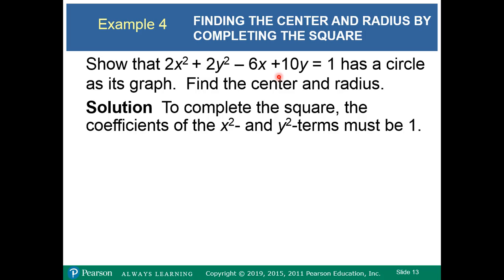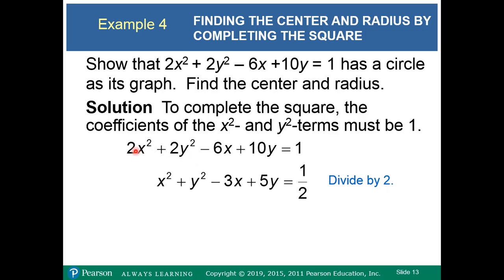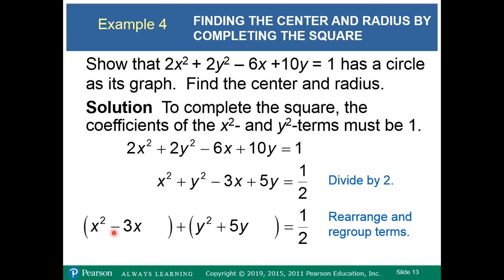Okay. So now, remember, when we do that, keep in mind that the leading coefficients must be 1. So we can divide this whole thing by 2 if you want. So here's what we start with. And so we divide everything by 2 and we get this. Okay? And so now we're going to group these terms together just like so.